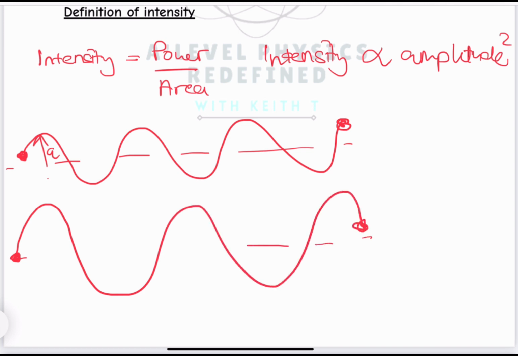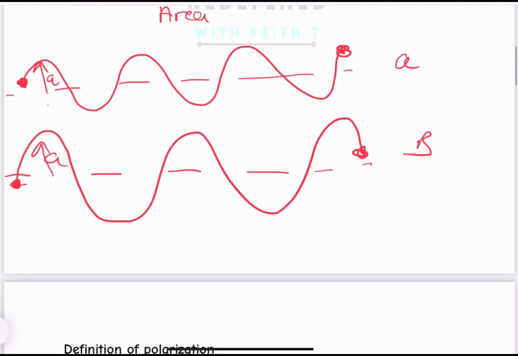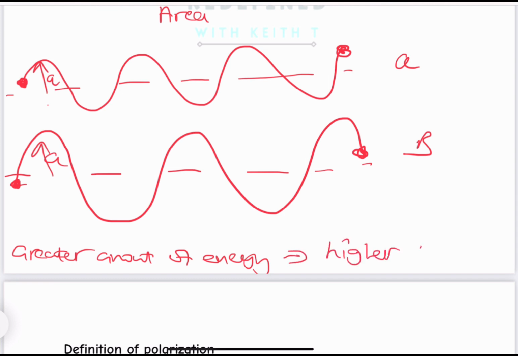Meaning that comparing wave A and wave B, so this is wave A and this is wave B, one of these waves has a higher intensity simply because it has a higher amplitude. This amplitude means that this wave can transfer a greater amount of energy. So the higher the amplitude, the more energy the wave can transfer.